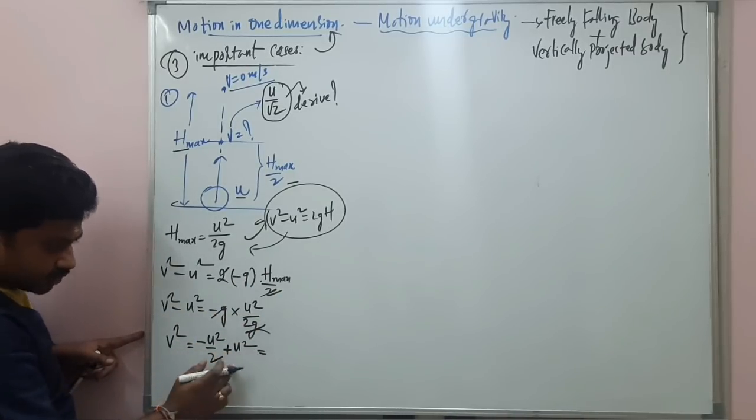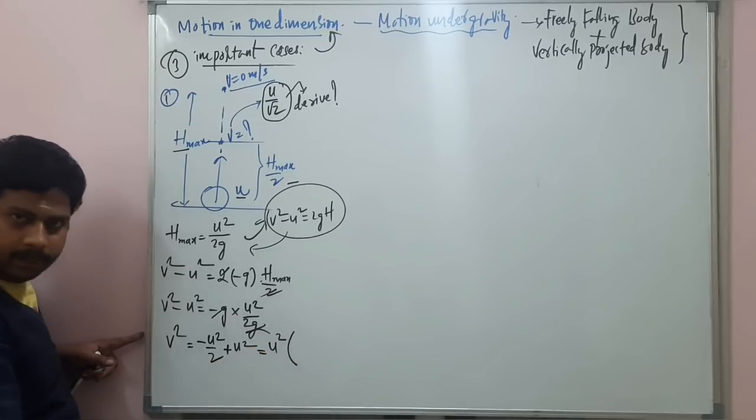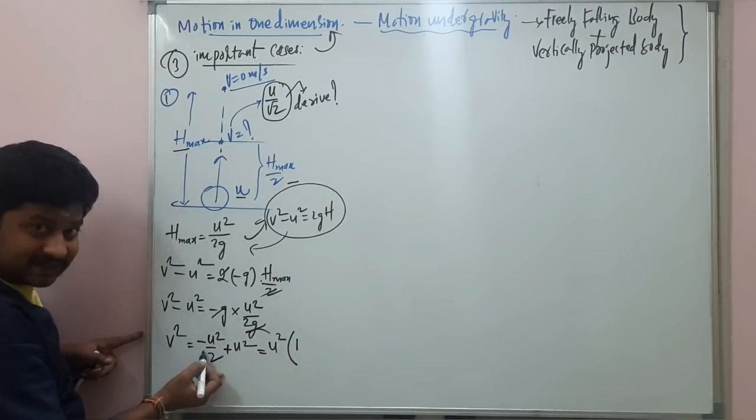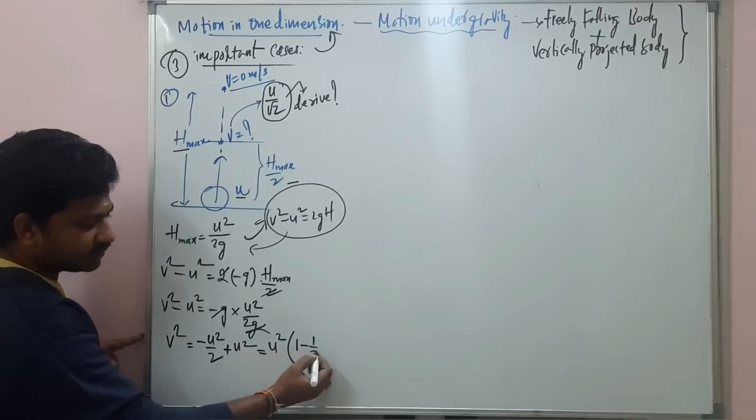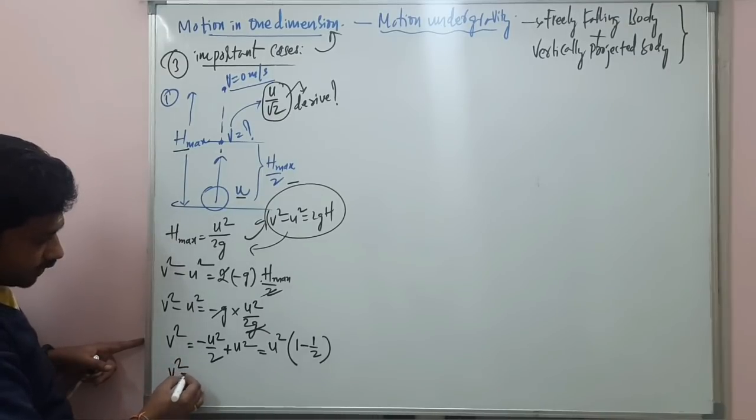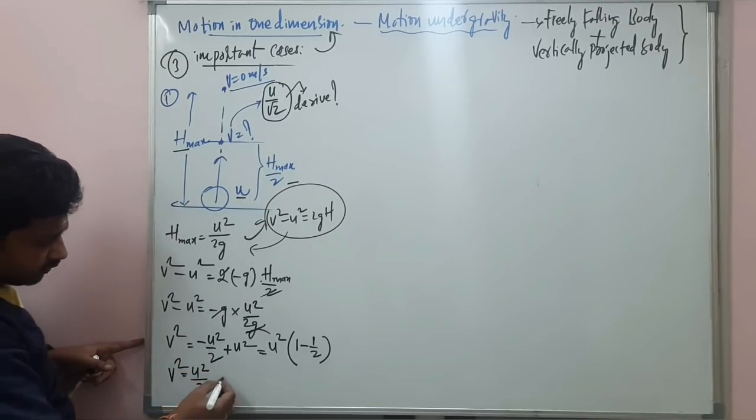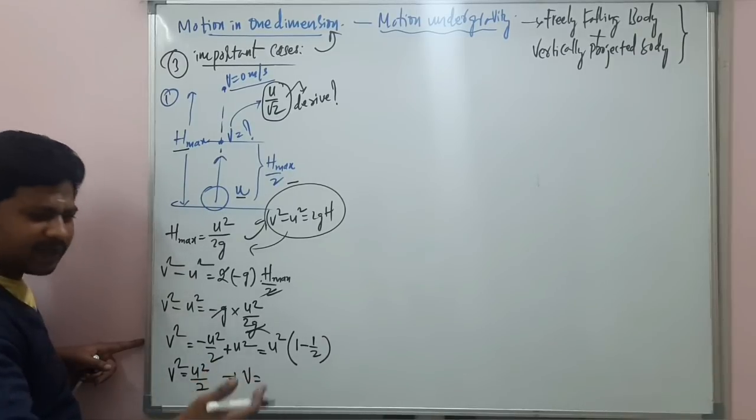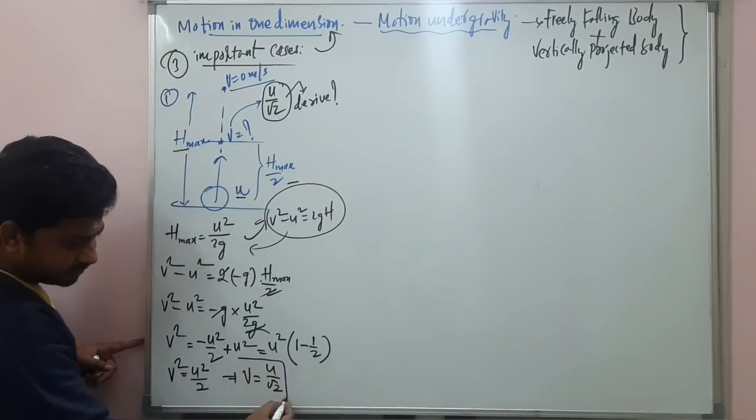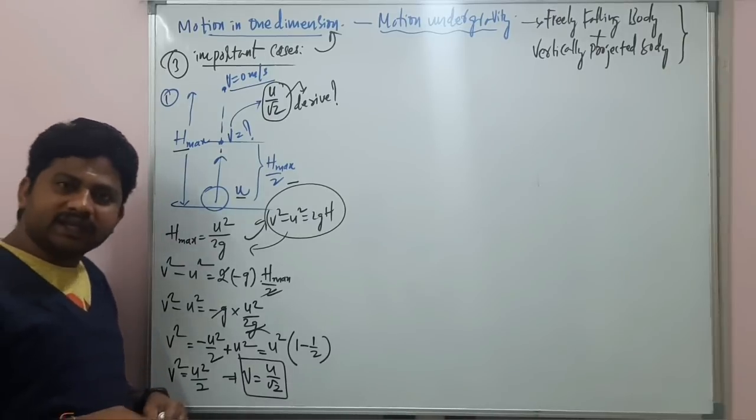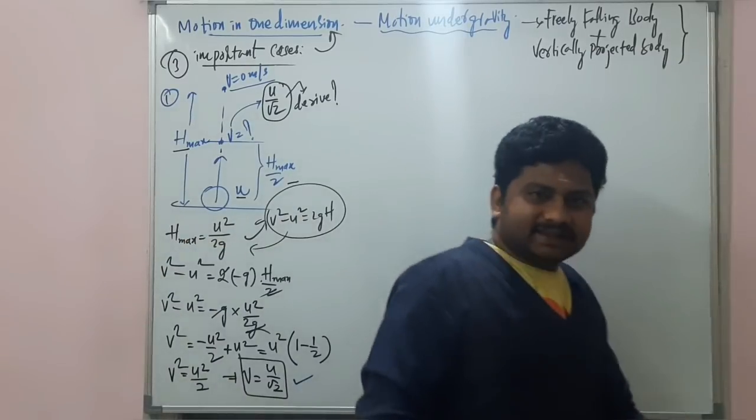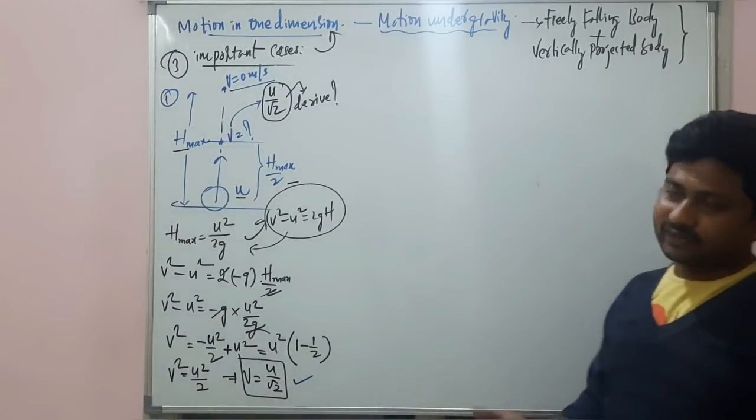So now from here you can take common u square. 1 is left here, plus minus 1 by 2. What is that? 1 minus 1 by 2 is 1 by 2. So v square is u square by 2. From here v is equal to, just apply square root on both sides, u by root 2 meters per second, my dear students. See here. Is it easy? I'm asking everybody, is this easy? In the last class, we had not discussed the derivation. So this is the derivation for that.